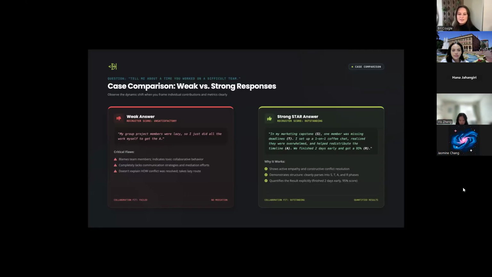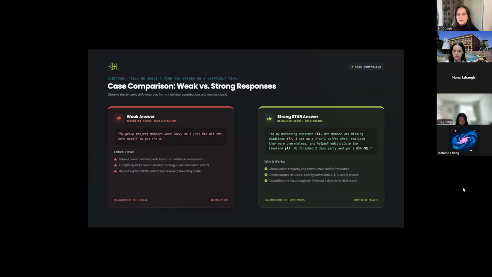And so instead of saying something like that, here's an example, a very quick one of the STAR method. You'd obviously go a little bit more into depth with, again, the action and the result. But in my marketing capstone, one member was missing deadlines. I set up a one-to-one coffee chat, realized they were overwhelmed, and helped redistribute the timeline. We finished 2 days early and got a 95%. So again, that's a really small example. The questions will require a little bit more in-depth thinking on it. But if I asked you, like, name a time when you had conflict with a group, that would be a great way to answer that question.